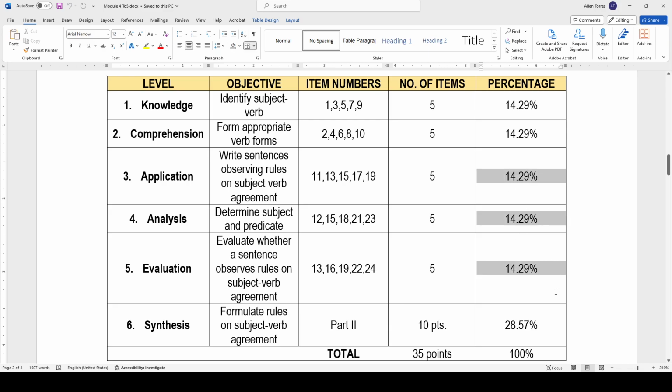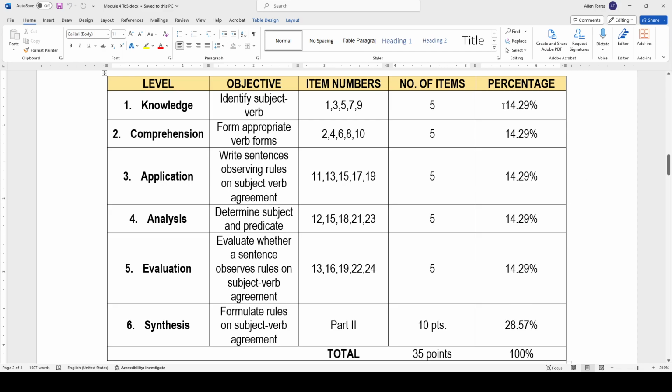Okay? As you can see here in this particular table of specifications, okay? Pag pinag-plus mo itong apat na levels sa baba, okay, mas mataas yan kaysa sa dalawang levels sa taas. Okay? Again, pag pinag-plus mo itong nasa baba, mas mataas siya kaysa sa percentage na nasa taas. Simply because chances are mga older learners na yung tinuturuan mo using this ToS.